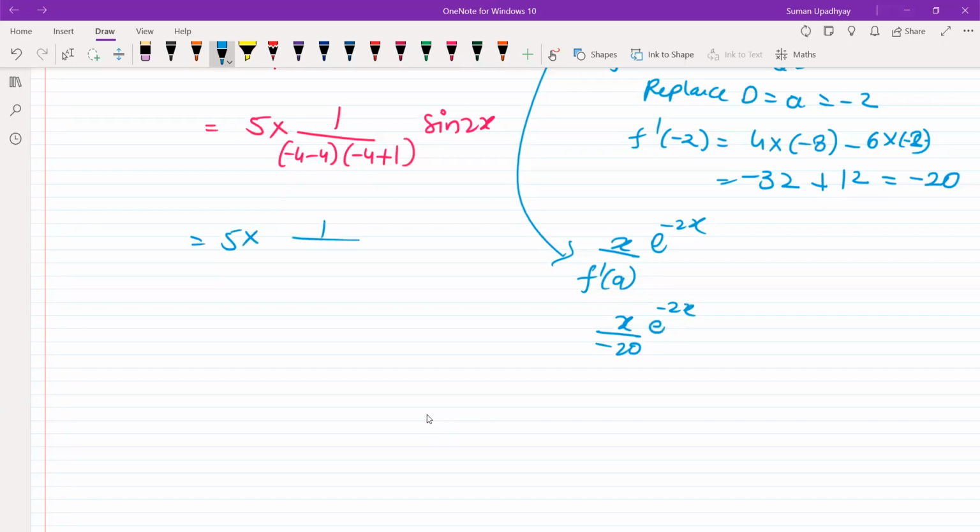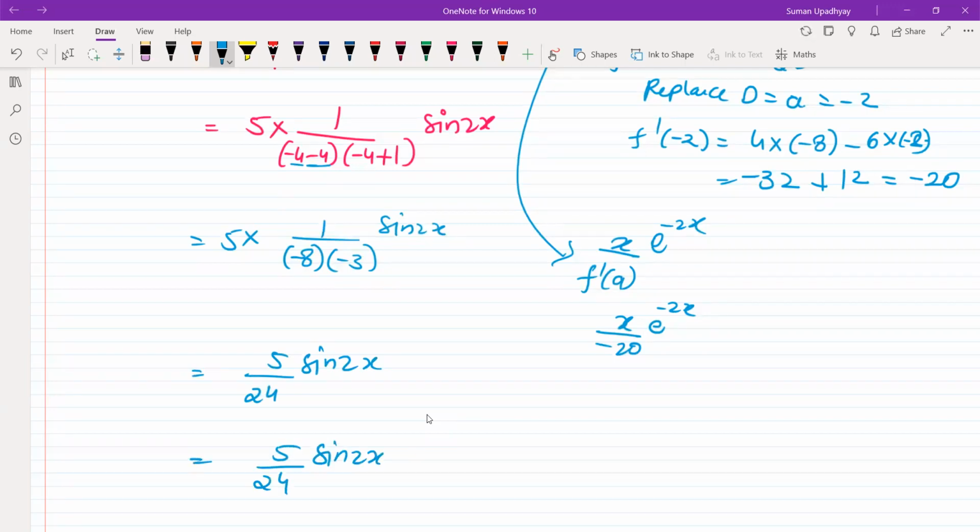5 into 1 upon -4, how much is it? -8. And this is -3. So what is the answer? 5 upon, minus will become plus, 8 threes are 24. So this is the answer. So what final answer do we get? 5 upon 24 sin 2x minus, look here, what did we get as the second term? -x upon 20. Is this clear to all of you?